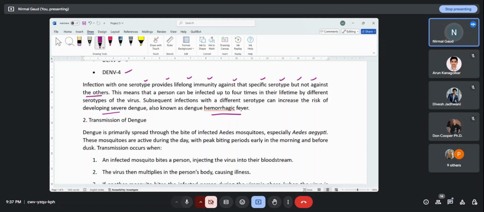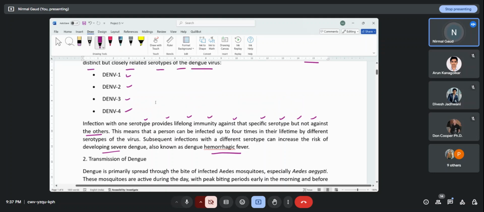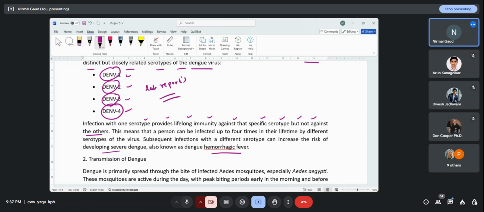Since we have four types of virus, four versions of dengue fever, how will it be known which one I am affected by? This is much more related to medical terminology, depending upon the lab reports and everything. Okay, it's saying that still a person can be infected up to 4 times in a lifetime. Why 4 times? One time by each type, up to 4 times at most. After that, the body will build up immunity.